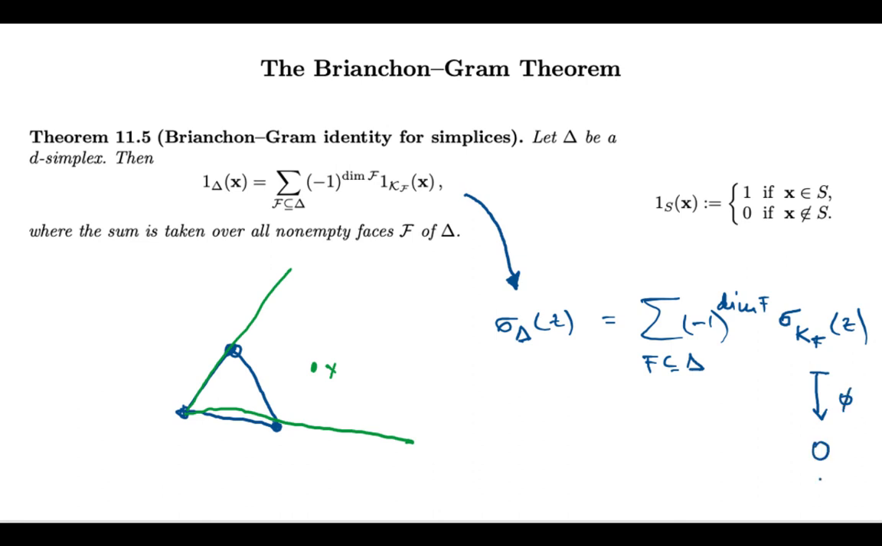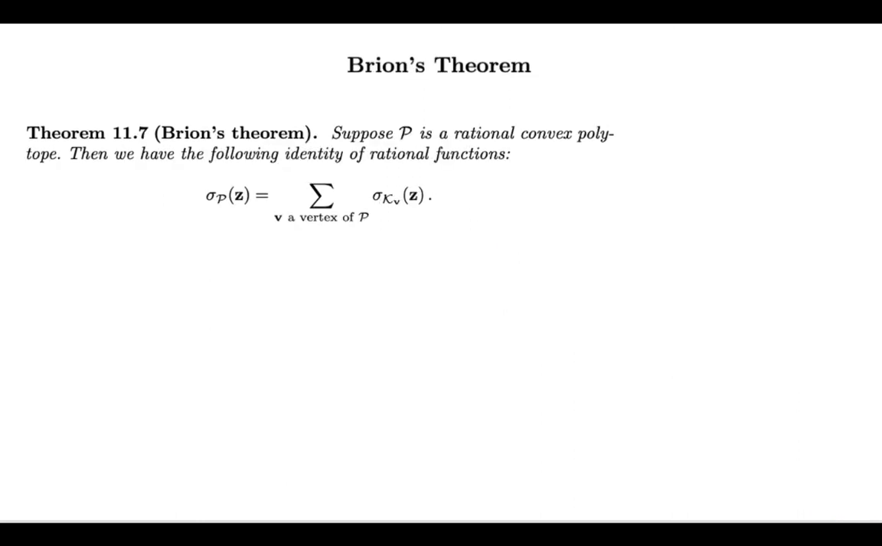we just saw that all these tangent cones have integer point transforms that map to the 0 function, except for the vertices. And this gives the simplicial form of Brion's theorem. It says that I can write the integer point transform as a sum of the integer point transforms of the vertex cones.